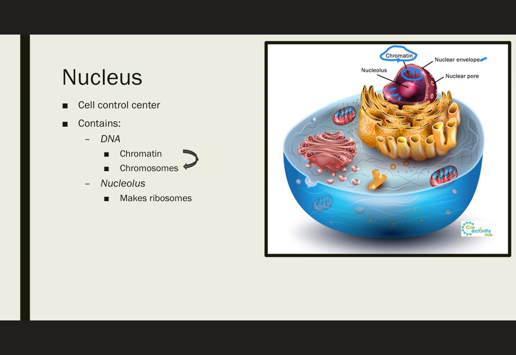When a cell is ready to divide or replicate, the DNA will condense, or group together, into structures that are known as chromosomes. And the nucleus also contains a nucleolus, which is an organelle where ribosomes are going to be made, which are these tiny little round structures that we can see right over here, for example.